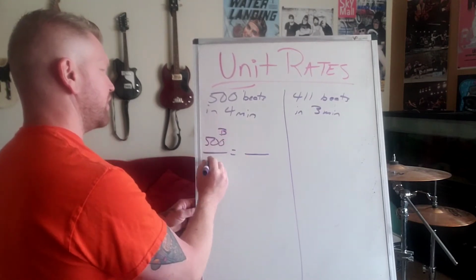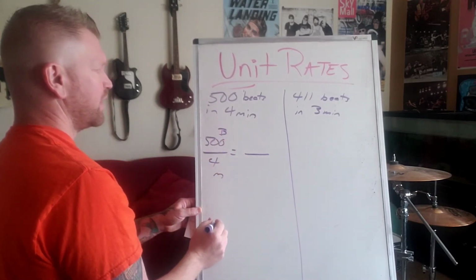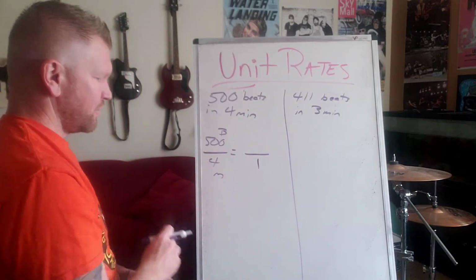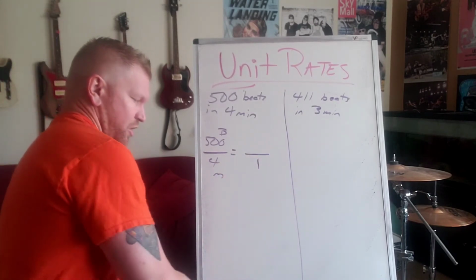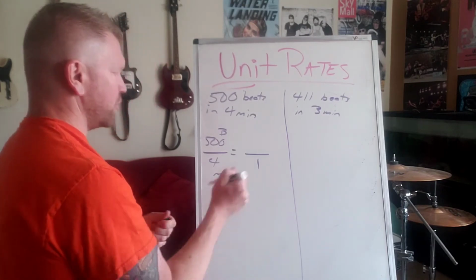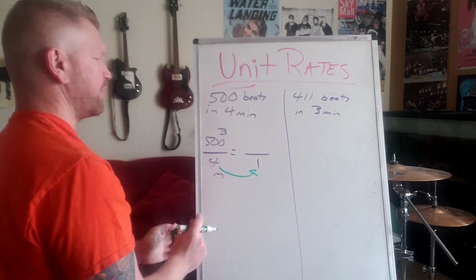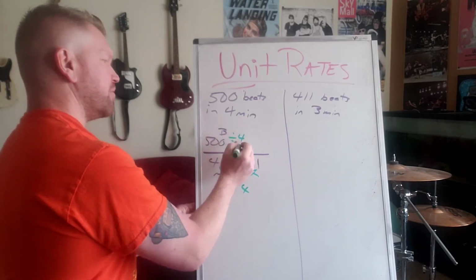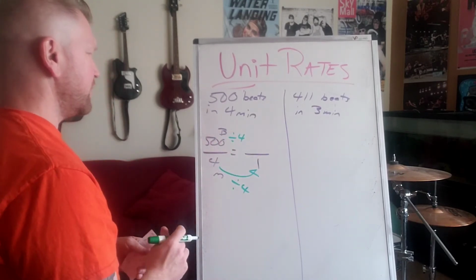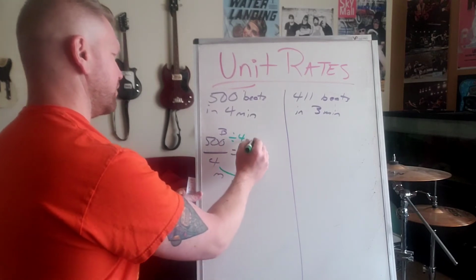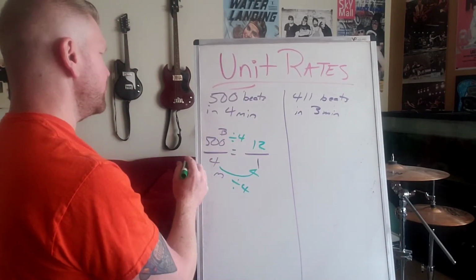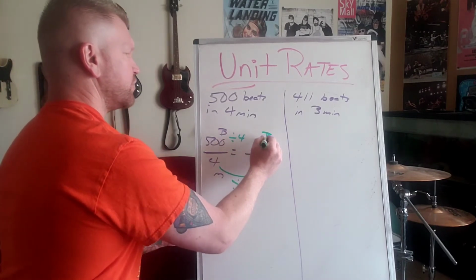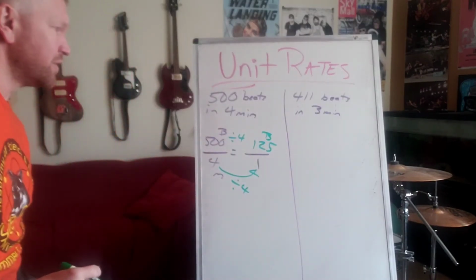So, for this one, what number goes over what number? 500 beats, 4 minutes. How do we find out how many beats it is in 1 minute? We are going to divide by 4. So, 4 divided by 4 is 1. 500 divided by 4 is, what would that be? That would be 125. 125 beats per minute.